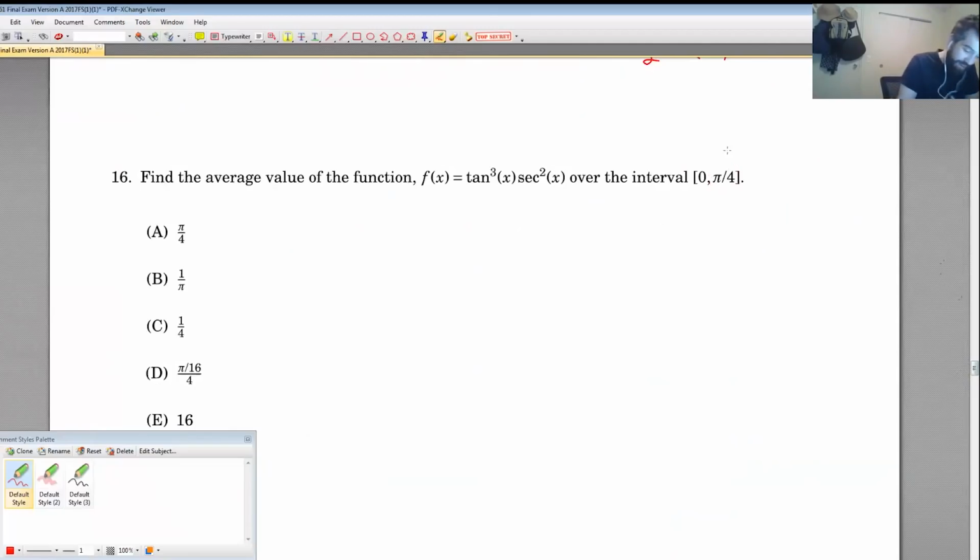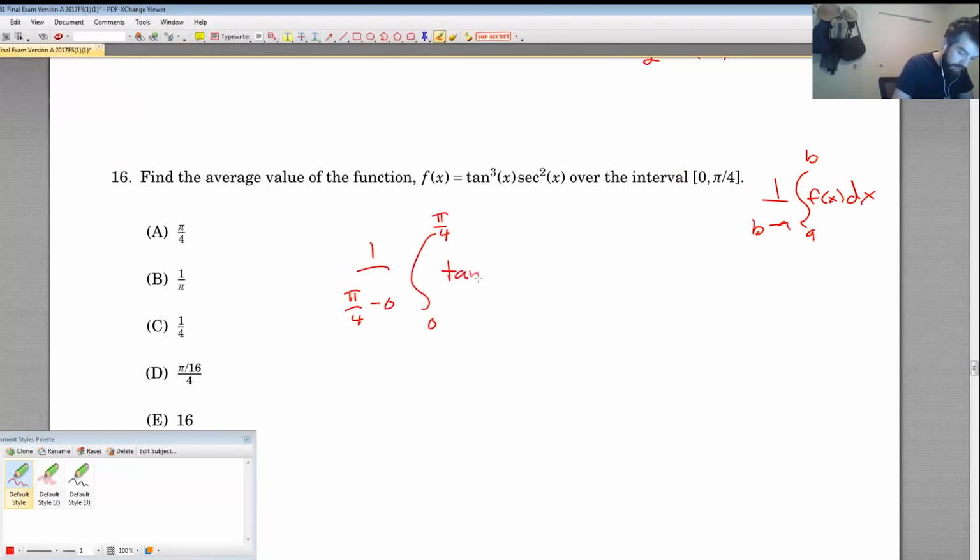So pi over 4, we've got to do the average value. The average value is 1 over b minus a, the integral from a up to b of f of x dx. There we go. I have to do it in my 1-year-old's sing-song voice. Maybe I'll do it next time. So what is it in this case? 1 over pi over 4 minus 0. Your b minus a comes from the interval. Oh, shoot, I erased it. 1 over pi over 4 minus 0, integral from 0 up to pi over 4 of all of this nonsense, tan cubed of x secant squared of x dx. Now, there's a problem for your U-subs.